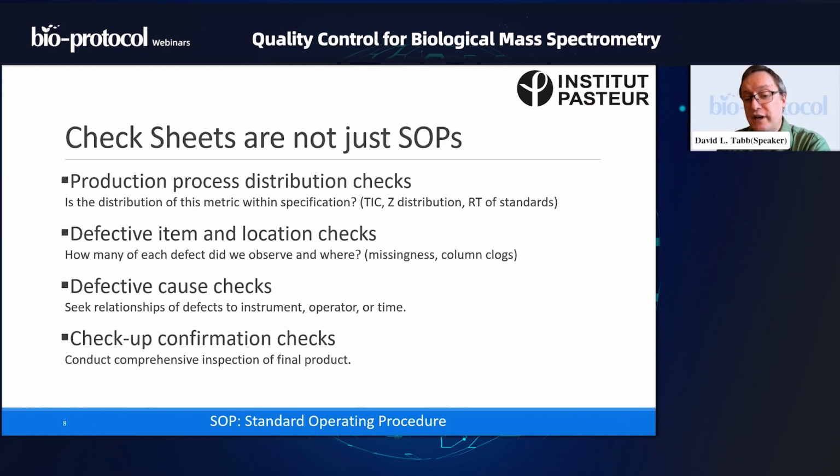We can also think about this in terms of the failures of our experiments. In this case, we're doing a defective item check or a defective item location check. So in this, we might ask, how many of each defect did we observe, and where did we observe these defects?